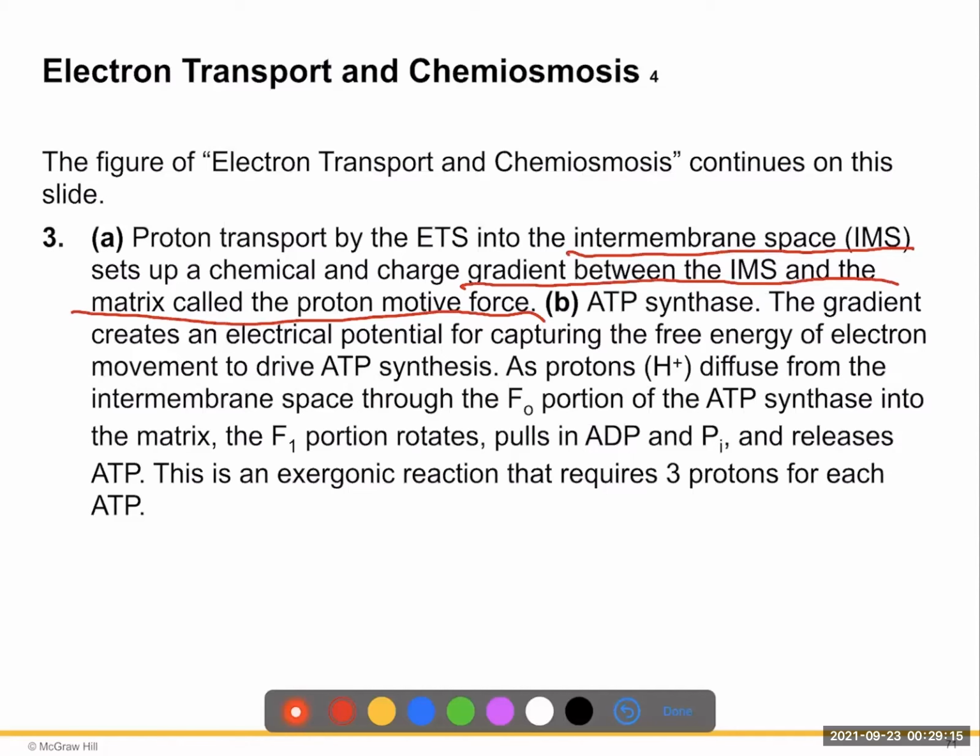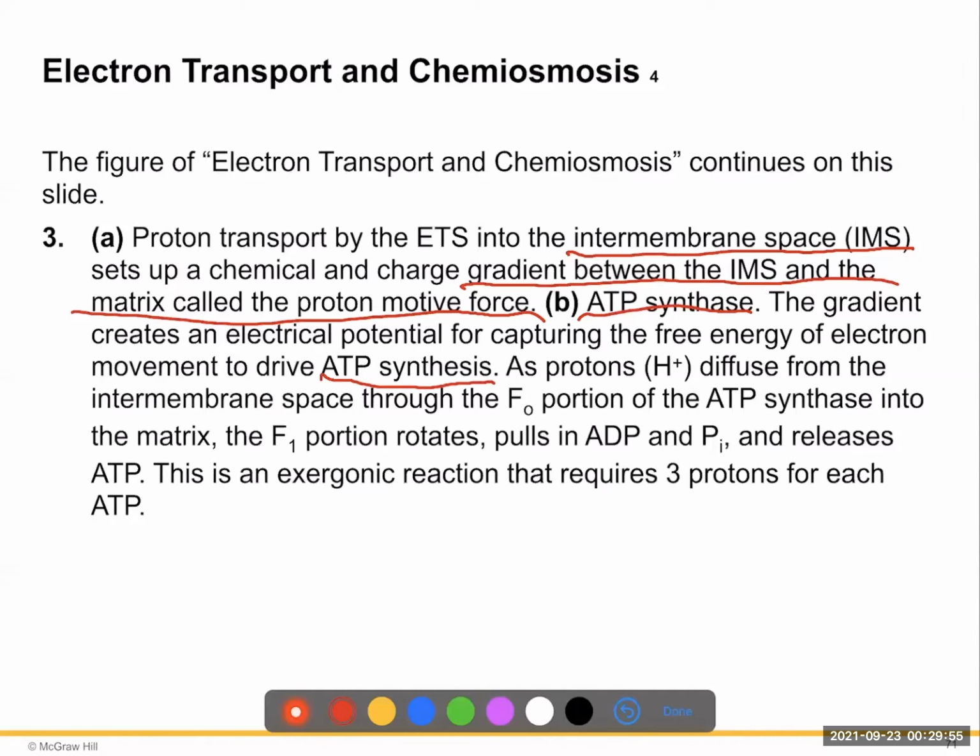So if you're creating the protons in that inner membrane space, water is going to flow into that space to try to dilute it to make it match the environment of the cristae. So you're going to get a pressure, you're going to get pushing that water across, and that's called your proton motive force. ATP synthase, what makes the ATP. The gradient creates an electrical potential for capturing free energy of the electron movement to drive ATP synthesis. So you're moving positive charges. You're creating a current. You move it through the osmosis, like we talked about.